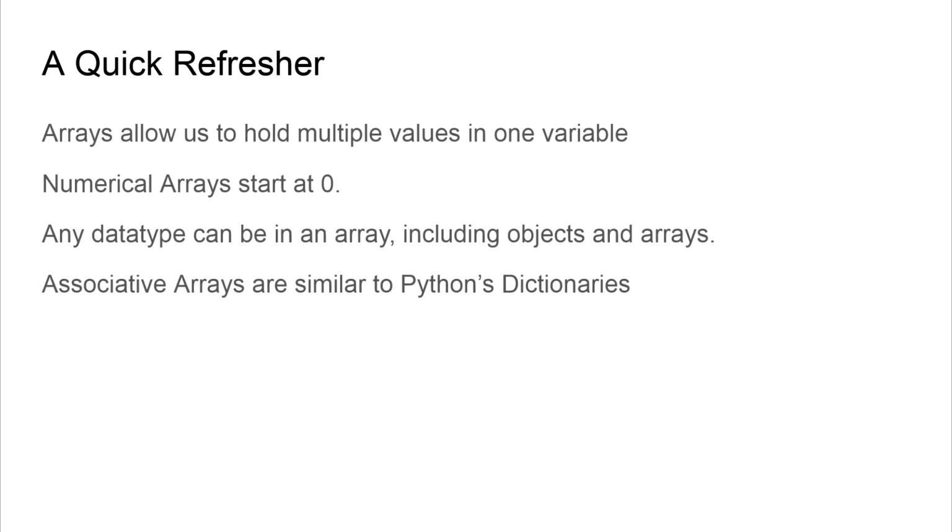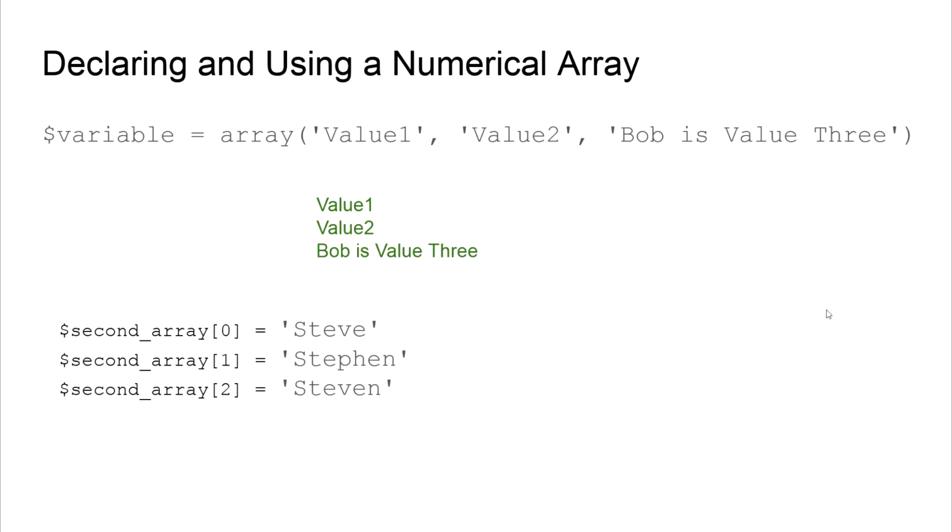But arrays allow us to hold multiple values in one variable. In PHP, numerical arrays start at 0. Any data type can be in an array, and that includes objects and arrays. Arrays in an array are called multidimensional arrays, and that's beyond the scope of my presentation. One of the types of arrays I'll be talking about, the associative array, is similar to Python's dictionary data structure, if you're familiar with that. But most of the arrays that we'll be dealing with are likely to be numerical.